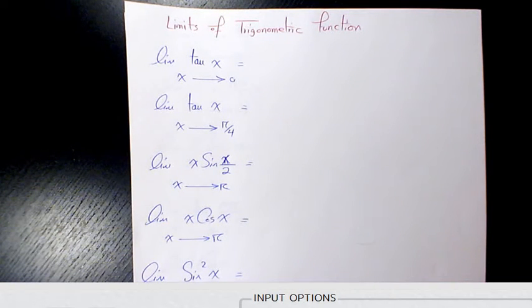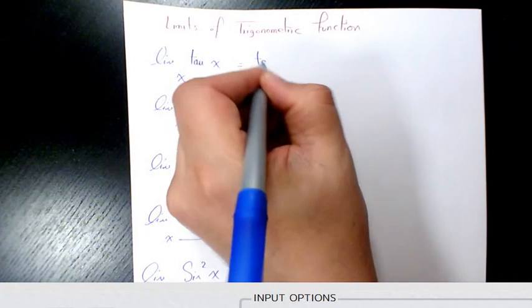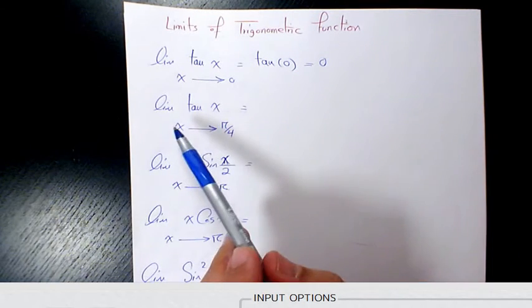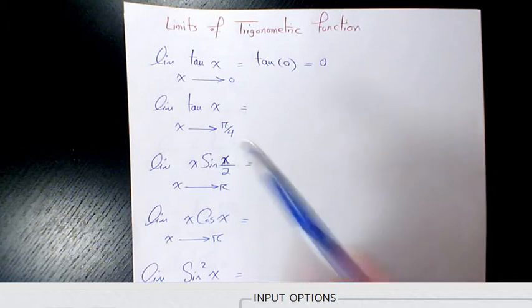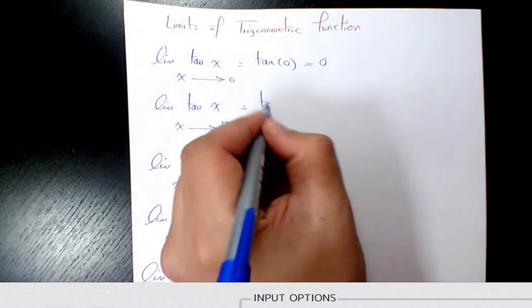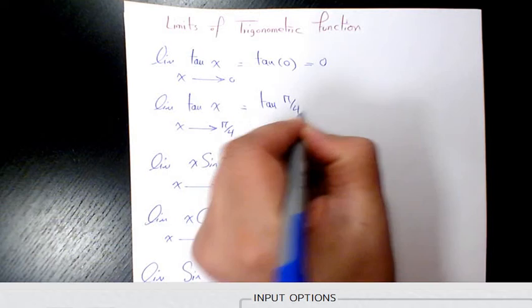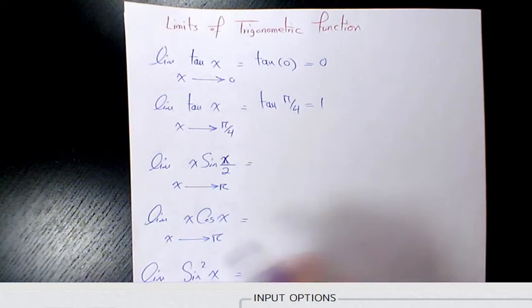Welcome to another video. In this video I want to show you how to evaluate limits of trigonometric functions. First example I have is the limit of tan x when x approaches 0. So that's going to be tan 0, which is going to be 0. Next one is the limit of tan x when x approaches pi over 4. That's going to be tan pi over 4, and we know tan pi over 4 is 1.